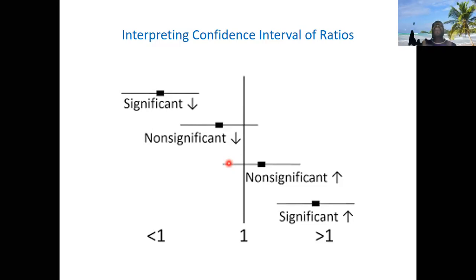You are 95% confident that in the population, the odds ratio will be between this and this. That is the confidence interval for you. So it gives you a range of values. But how do you know that this range of values is significant?